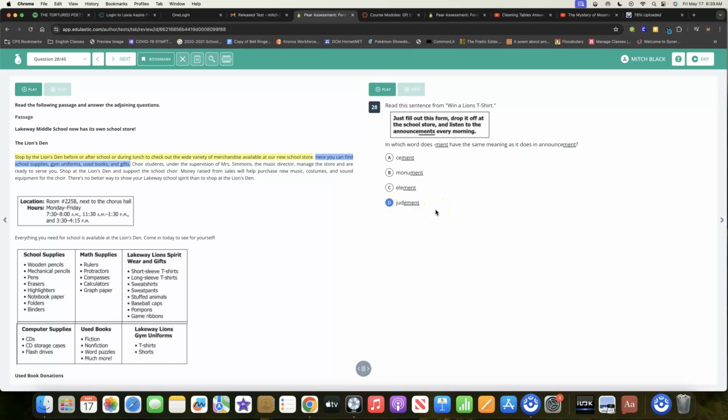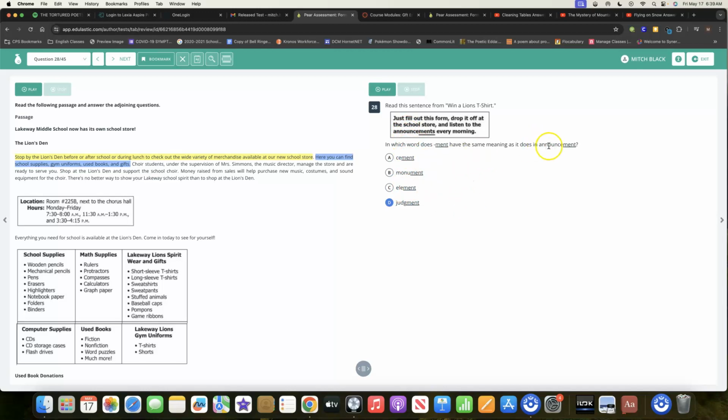Now that being said, there is a trick that you can also do if you're ever struggling. You can look at all the other words and see if they are even words. So cement, if you get rid of meant, not a word. Monument, get rid of meant, not a word. Element, ele, not a word. A nice name, not spelled that way, but not a word. So if you get rid of these three, you could do it that way as well.